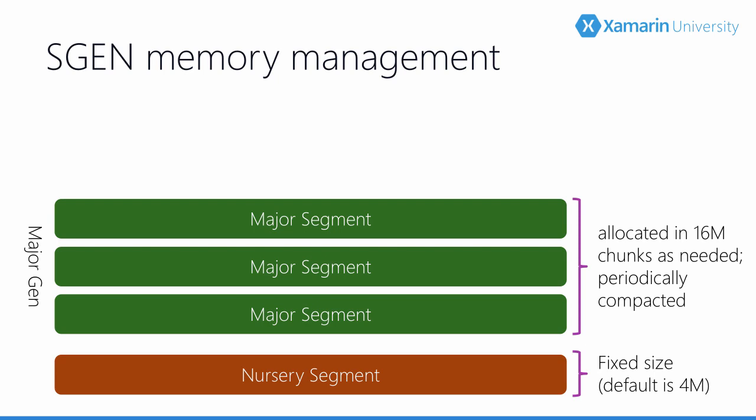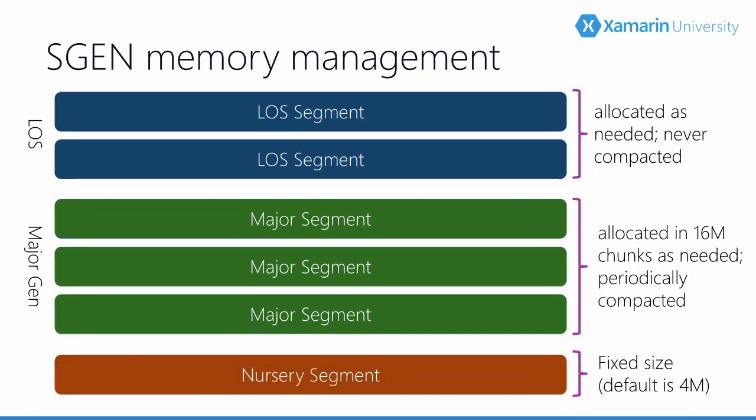However, be aware that it's not immediate. The system holds on to some of the memory and puts it into a free list, and then as that memory is no longer being used, over time it will begin to free up the free list to reduce the working set of the memory of the application itself. And then finally, we have the large object segment. This is allocated as needed and it's never compacted. And again, we do free this as well.